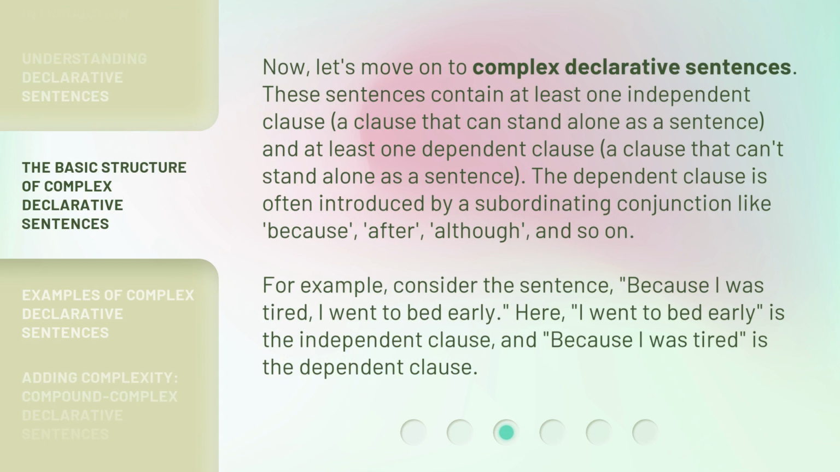Now, let's move on to complex declarative sentences. These sentences contain at least one independent clause, a clause that can stand alone as a sentence, and at least one dependent clause, a clause that can't stand alone as a sentence. The dependent clause is often introduced by a subordinating conjunction like because, after, although, and so on. For example, consider the sentence, because I was tired, I went to bed early. Here, I went to bed early is the independent clause, and because I was tired is the dependent clause.